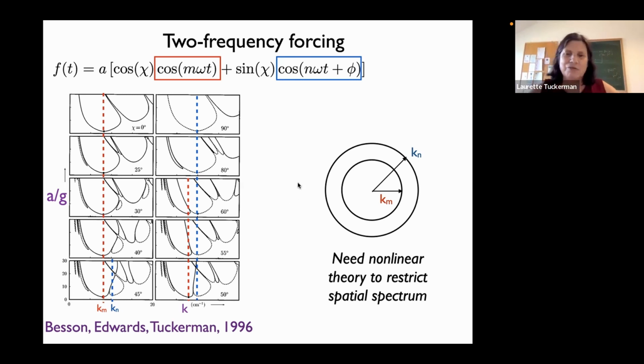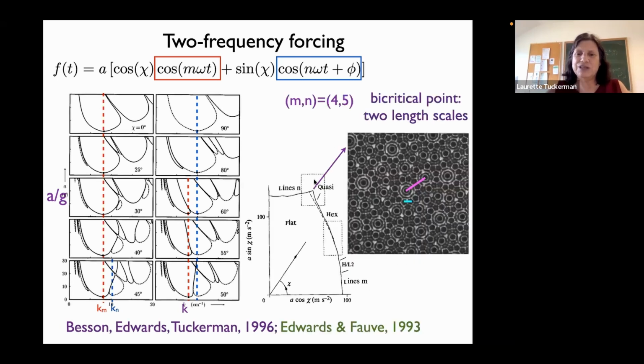Alistair worked on this for a while. We'll get to his name. Of course, having wave numbers on a circle does not tell you what pattern you have. You need nonlinear theory to restrict the spatial spectrum. And that's the kind of theory that people like Alistair did at the time.